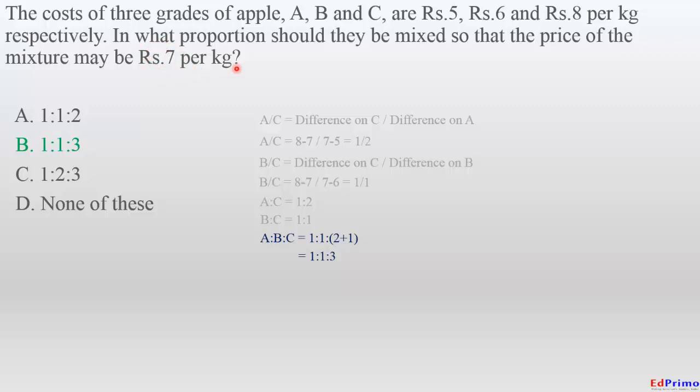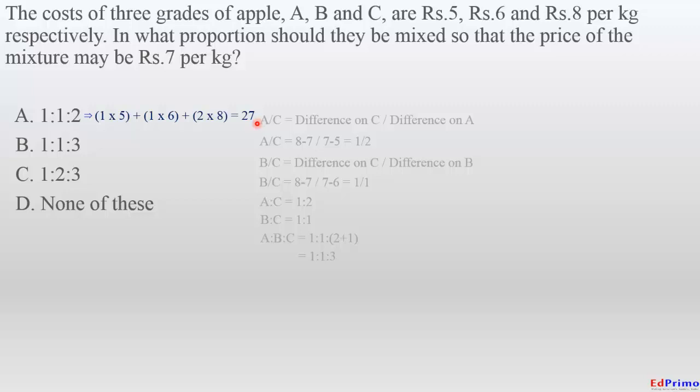Now let's take option A. 1:1:2 is written as 1 into 5, that is the cost of your A grade apple, rupees 5, 1 into 6, your B grade apple's cost, and 2 into 8, that is 2 is the proportion of your C grade apple and 8 is the cost. These three will add up to 27. Now 27 is not a multiple of 7, so we directly know that this proportion will not result in a mixture of rupees 7 per kg.